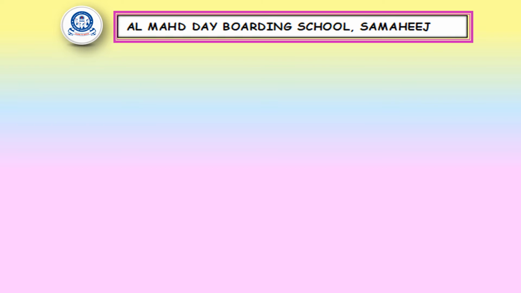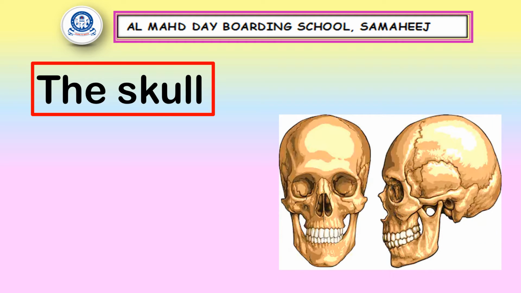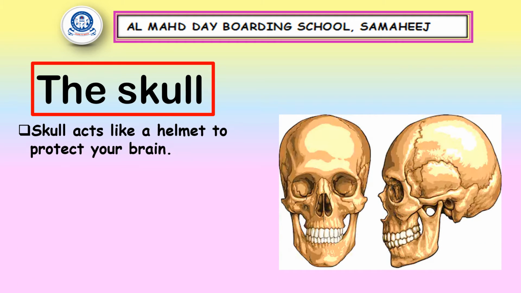Let us see the different bones that protect the internal organs of the human body. First, the skull. The skull is a vital bone in the body as it houses the brain, which is one of the delicate organs in the body. The skull acts like a helmet to protect your brain.